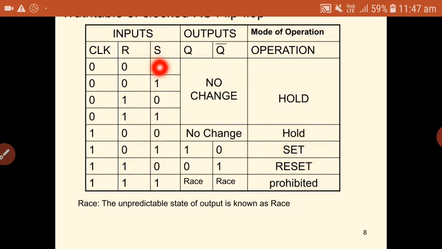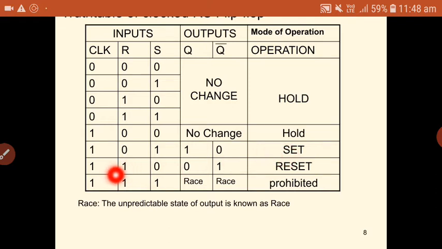Here S input stands for set input, R input stands for reset input. Whenever set input is equal to 1, you are setting the flip-flop. What do you mean by setting the flip-flop? Making the output of the flip-flop equal to 1. That's why Q is becoming 1 and its complement Q bar is becoming 0, so the mode of operation is set. That means the flip-flop is in set state.